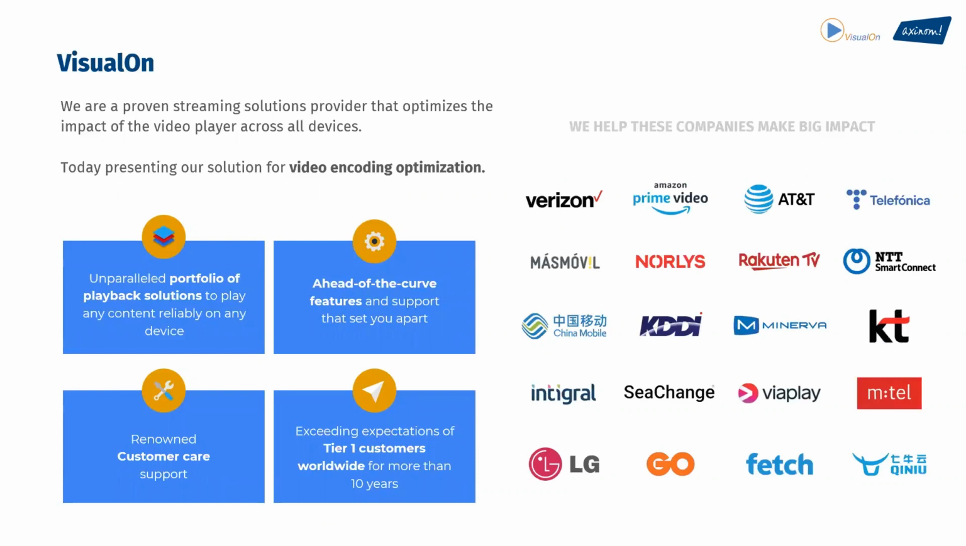VisualOn, we are a US-based company in the industry since quite some time now. We provide a set of multimedia player SDKs for pretty much all platforms, helping customers worldwide to power their OTT services with top-notch quality for the end users. We have a very strong background in video codec optimization, which makes us relevant to propose now our new solution, Optimizer, for video encoding optimization.